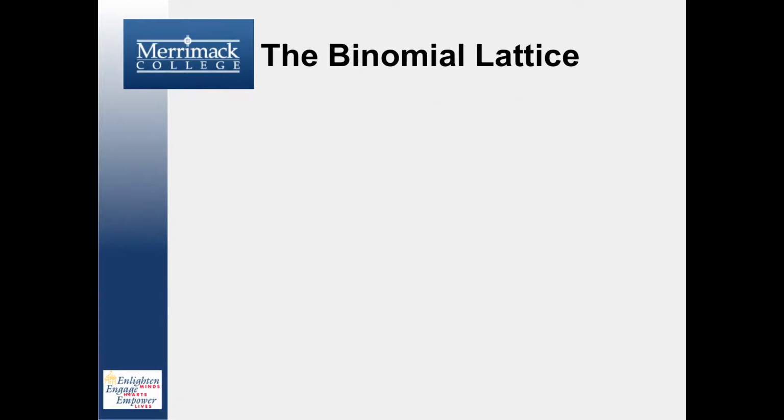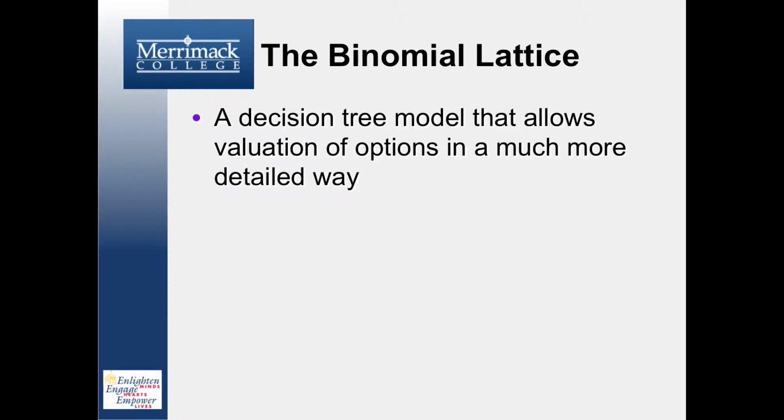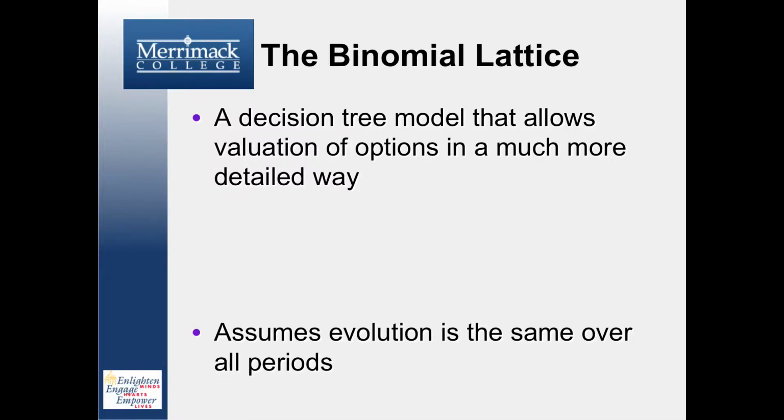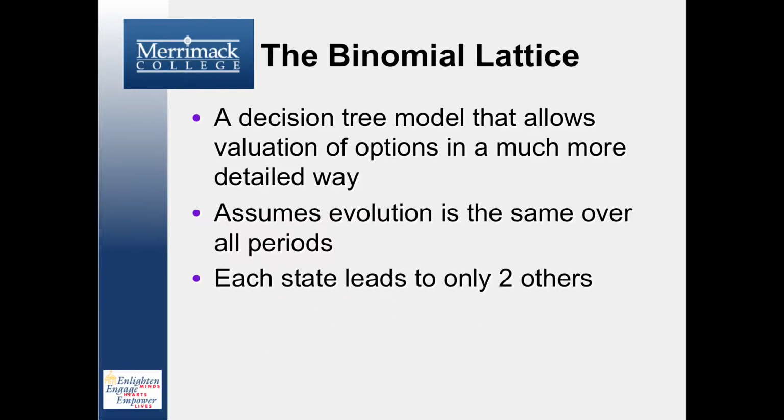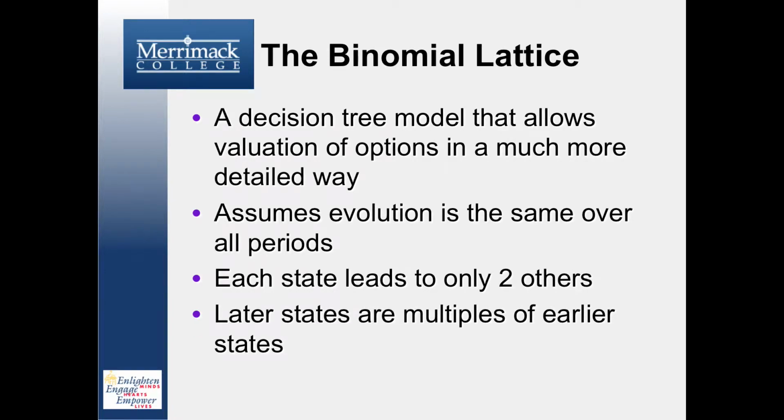And so we use this idea of a binomial lattice, which makes some simplifying assumptions and allows us to make this decision tree more manageable. So we're able to look at more details by making just a couple of assumptions. For example, every year things will change in the same way, up or down, with the same magnitude of change. And each state leads only to 2 others. So in the next year, the value will either go up or go down. And the later states are related to the earlier states. If something goes up, it's a percentage of the previous year. So the value here will either go up by some factor or down by some factor.